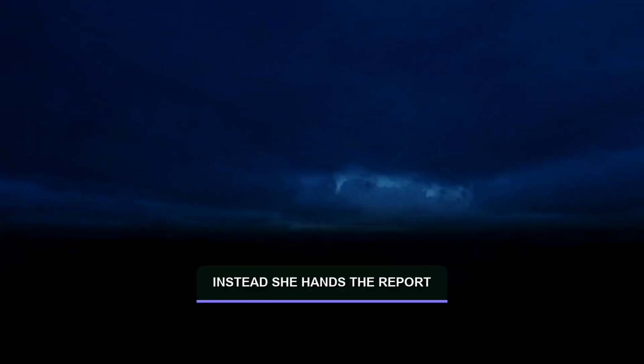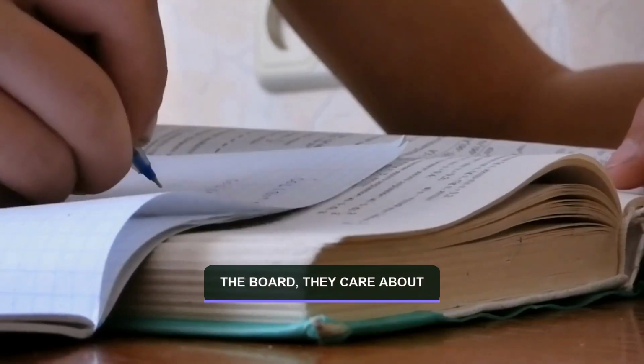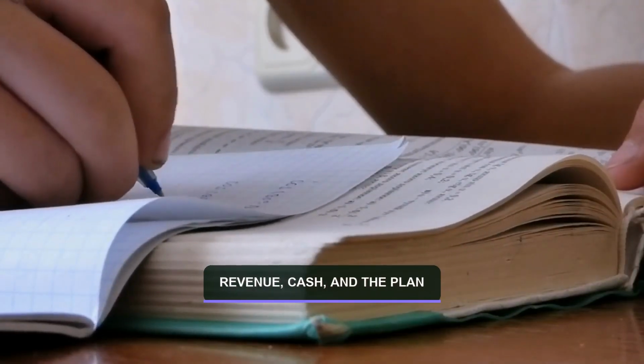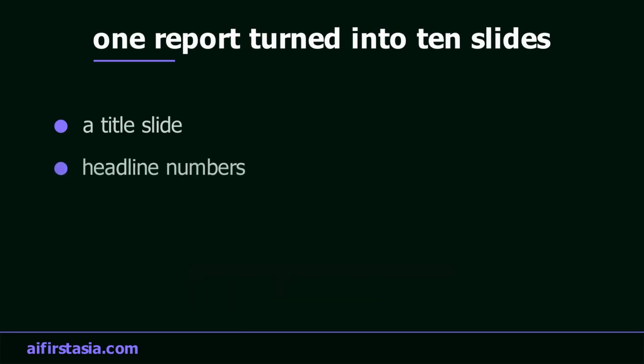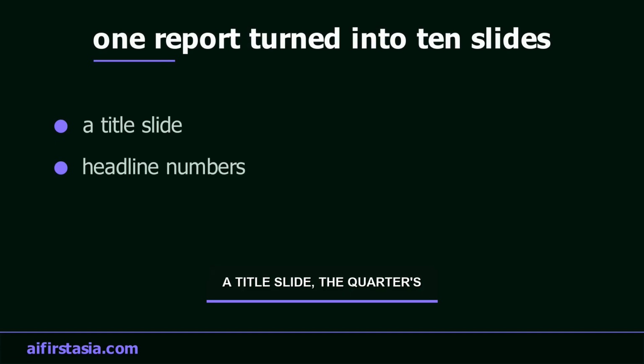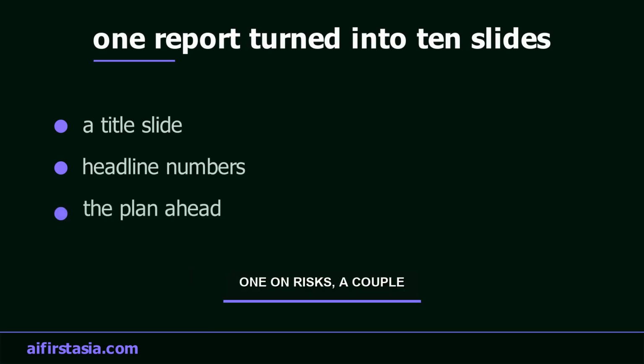Instead, she hands the report to her AI assistant and briefs it. The audience is the board. They care about revenue, cash, and the plan for next quarter, and her message is that growth is steady and she wants approval for one new hire. She asks for a 10-slide outline. Back it comes. A title slide, the quarter's headline numbers, 2 on what drove them, 1 on cash, 1 on risks, a couple on the plan ahead, and a closing slide that asks plainly for the new hire.